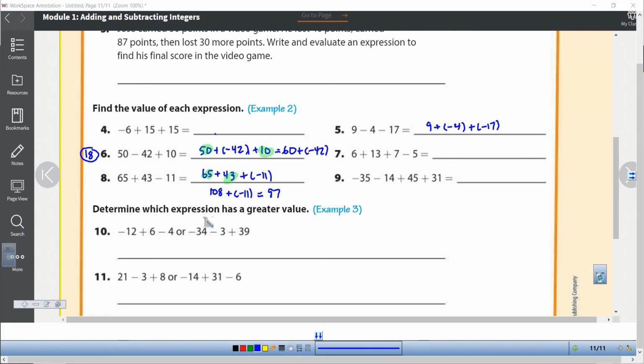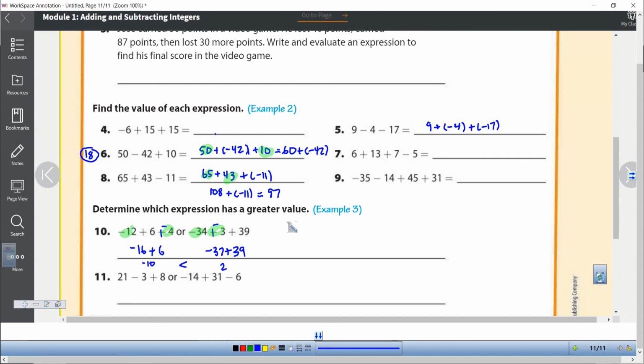Okay? And then these ones right here, which has a greater value? Again, I'm going to make this plus a negative right here. I'm going to make this plus a negative. Okay, then I can add them in any order I want to. 12 negatives plus 4 negatives right here, right? What do I get? I get negative 16 plus 6. What do I have more of? I have more negatives. How many more negatives do I have? I have 10, so this one equals negative 10. This one right here, I'm going to put these two together, and I'm going to get negative 37 plus 39. What do I have more of? I have more positives. How many more positives do I have? I have 2, right? So the first one is less. So negative 10 is less than 2.